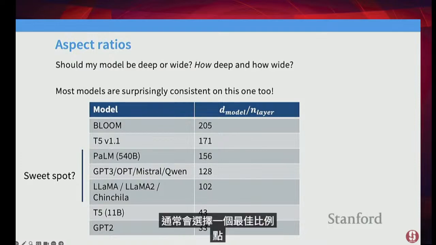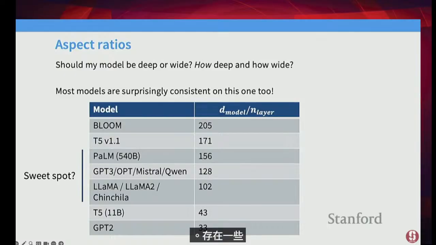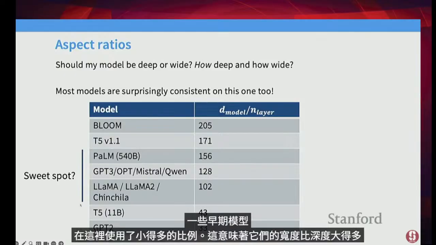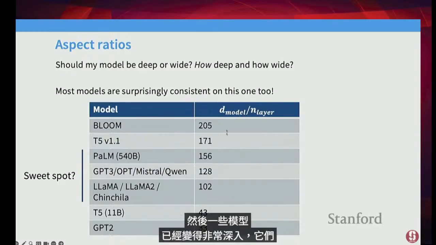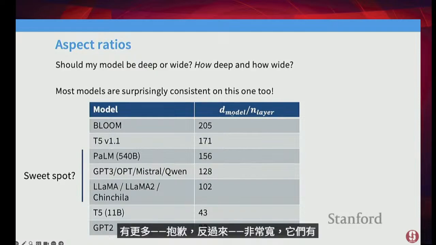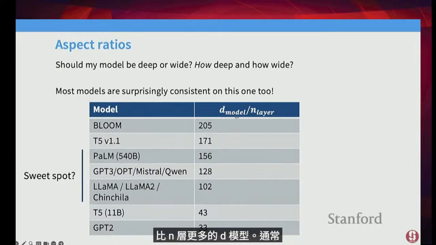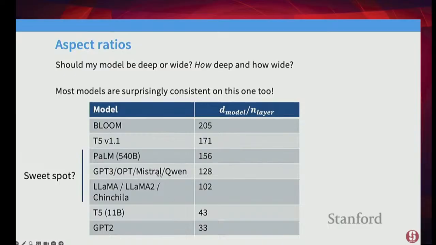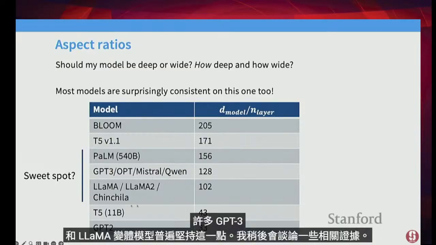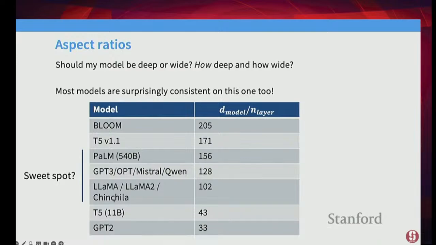There is generally a sweet spot of ratios that people have picked. There have been outliers. Some of the early models used much smaller ratios here, which means that they were much wider than they were deep. And then some models have gone really deep, the other way around, where they had way more d_model than n_layer. There's been generally a sweet spot of saying we want about 128 hidden dimensions per layer. And that has generally been stuck to by a lot of the GPT-3 and Llama variant models. I'll talk a little bit about evidence for that in a second.